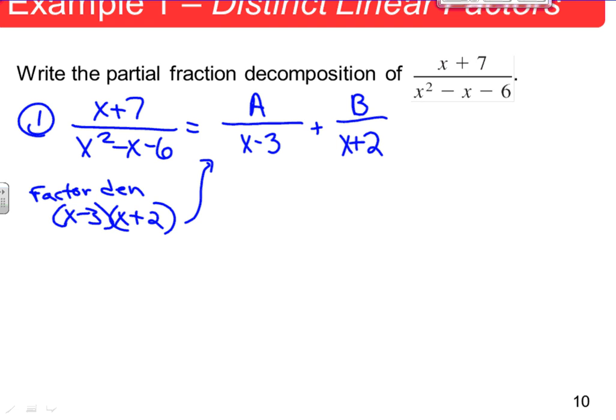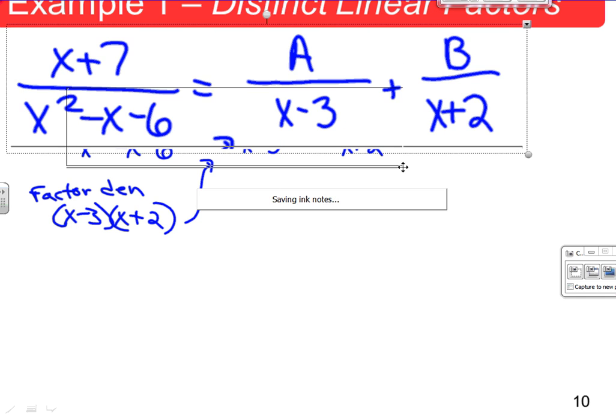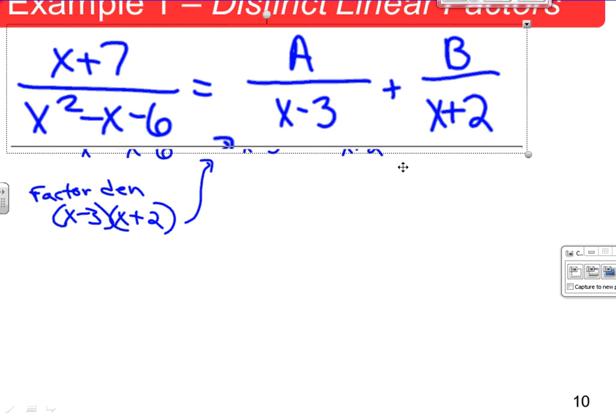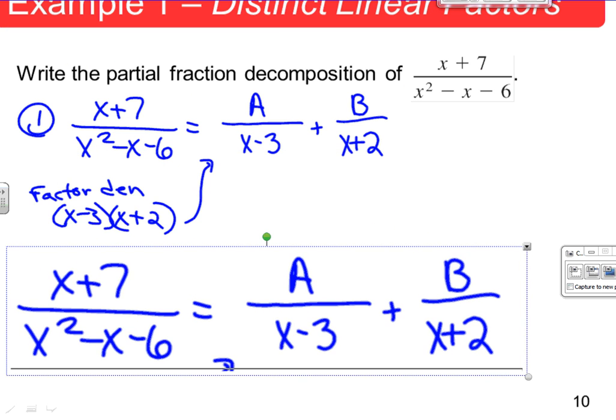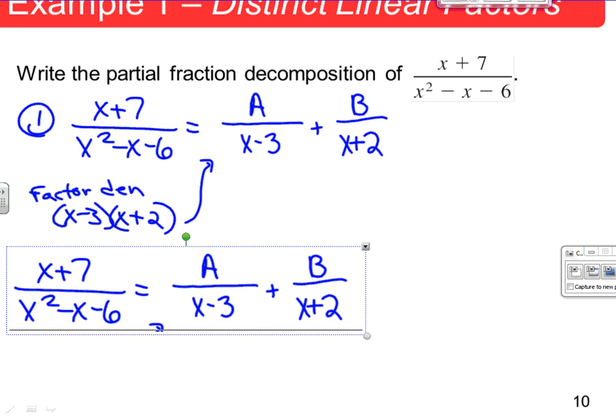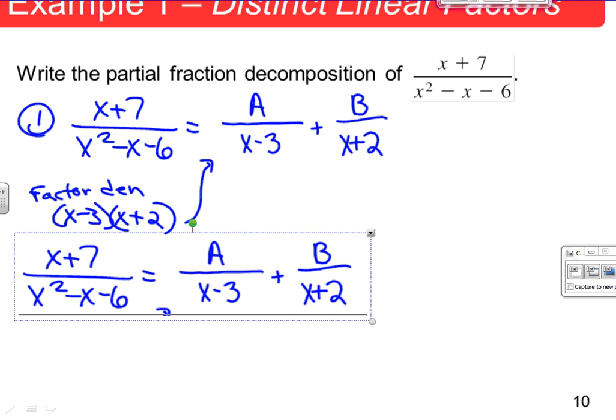And I'm maybe just gonna take a picture of this and slide it down a little bit. And so now that I took a picture of this, I'm going to go to the next step.